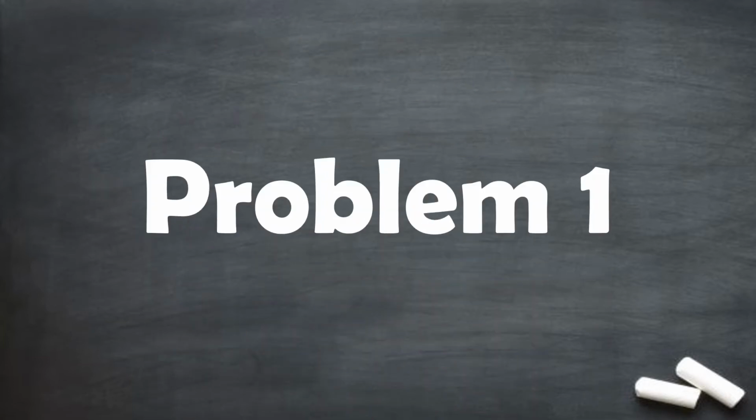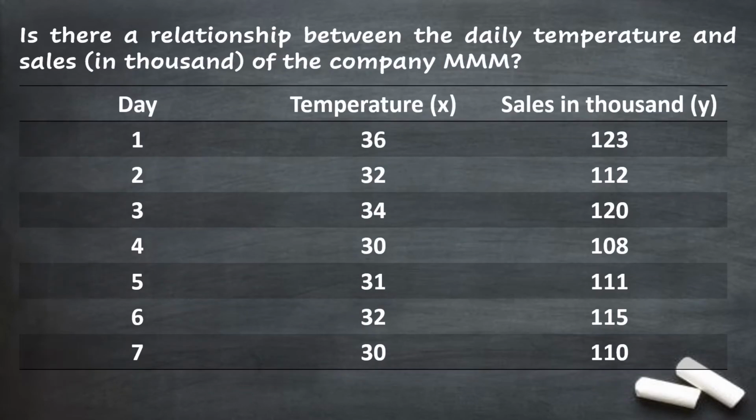Let's begin with problem number 1. The relationship between the daily temperature and sales in thousands of the company MMM, and the values are on the table below. To identify if there is a significant relationship between the two given variables, we still have to follow the step-by-step procedure in answering this problem. Kindly disregard the solution written in your module and please follow this step-by-step solution. Thank you.